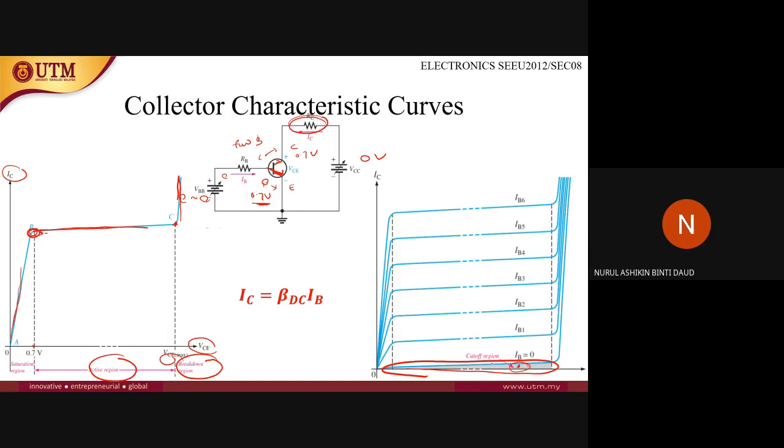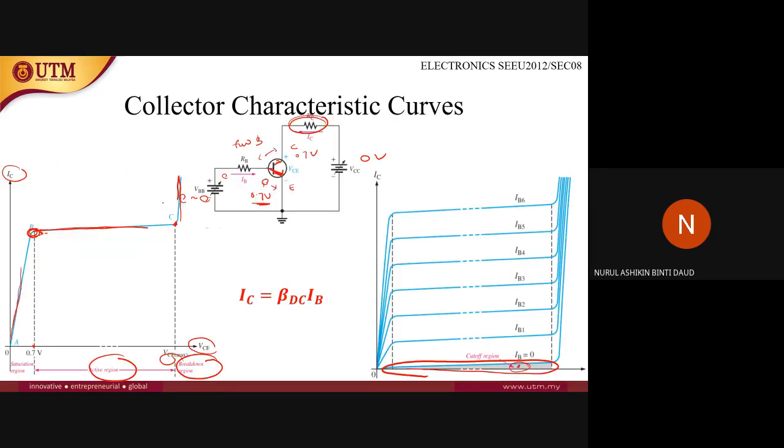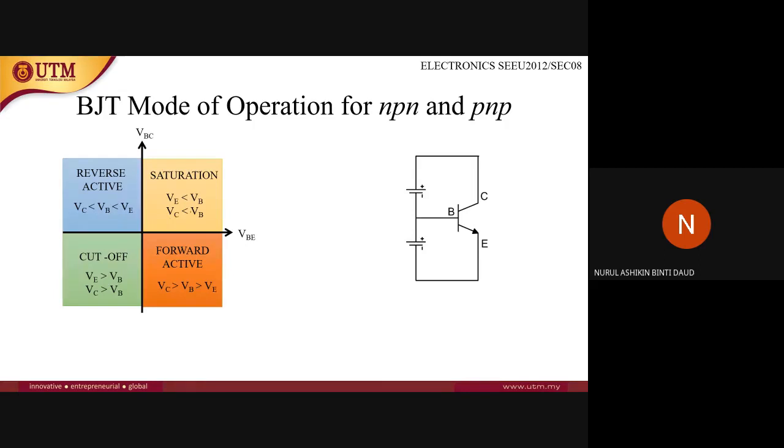So I think we will look at it later. There is not enough time to finish all the slides today. We will look at the characteristics for each bias: the reverse active bias, saturation bias. How to decide the transistor is in the saturation part, the forward active part, the cut off part, or the reverse active part? I'm going to explain in much more detail tomorrow.